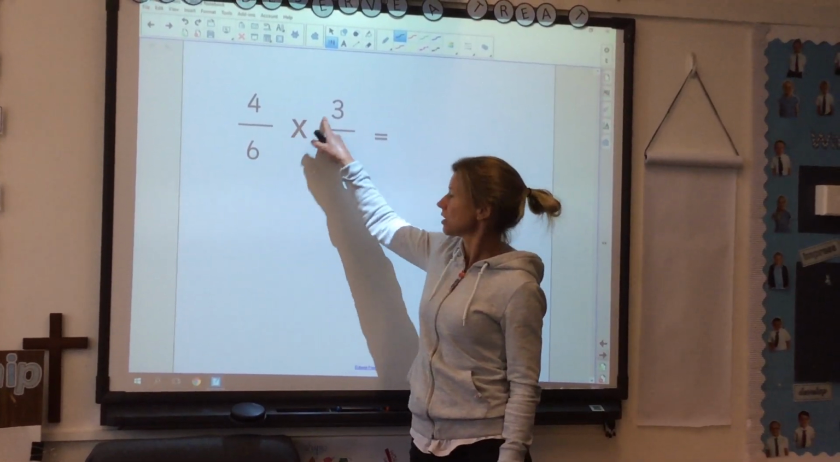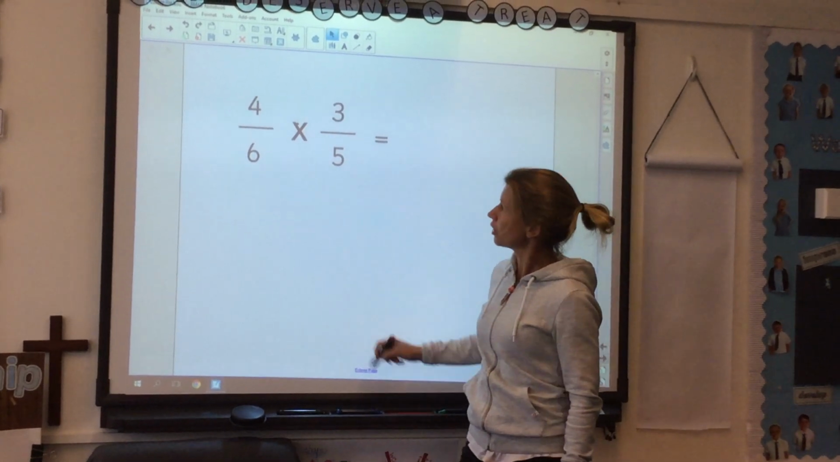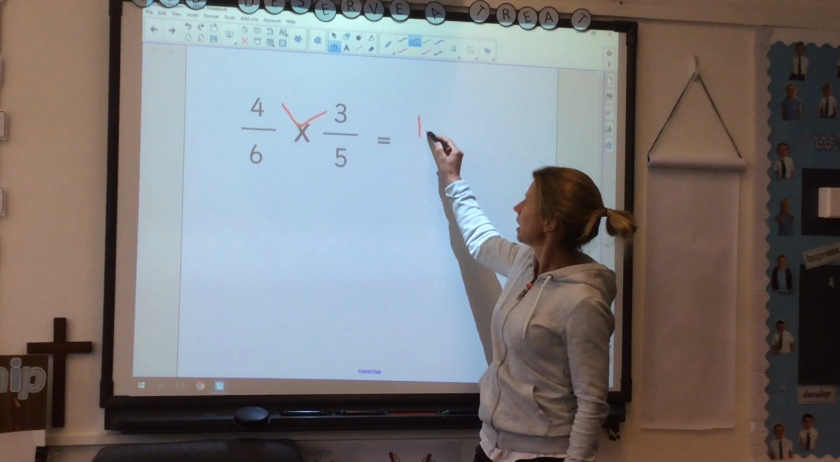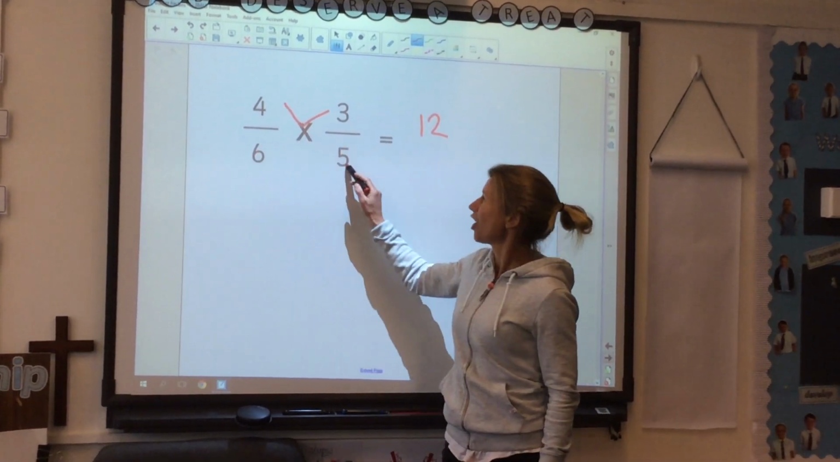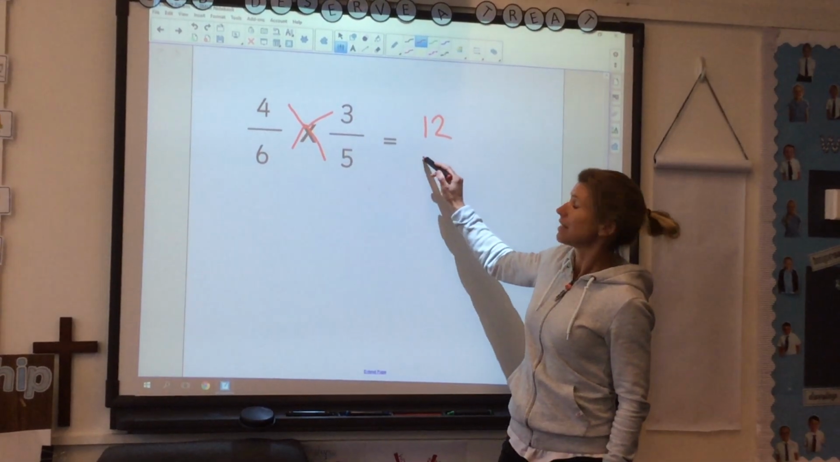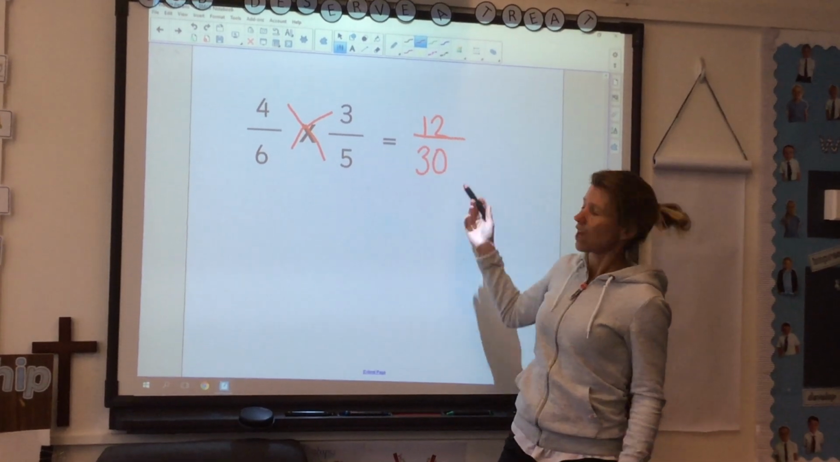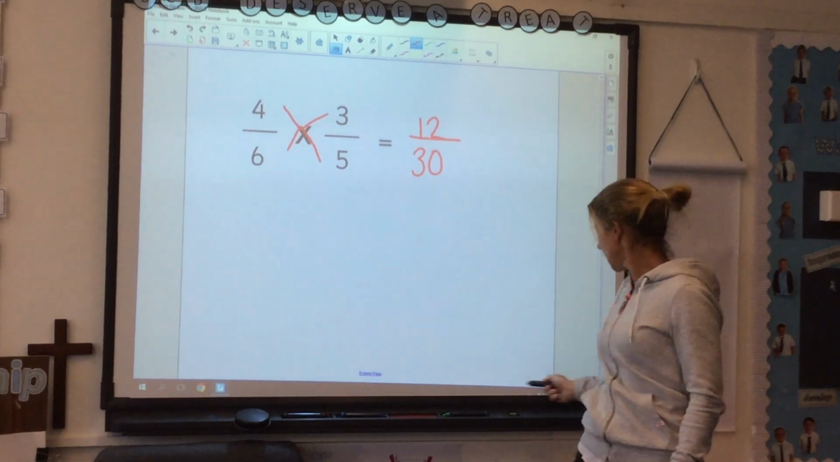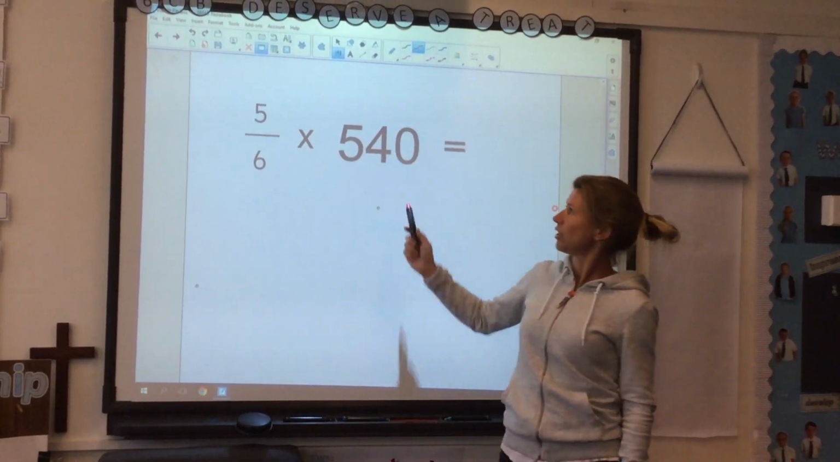So multiplication. This one, believe it or not, is the easiest of all of them, because if you see the cross, then you just go across. So I'm going to look to just going straight away. 4 times 3 is 12. 6 times 5 is 30. And you see the cross, the multiplication symbol, you just go for it. So multiplication is great. Have a look at this one.